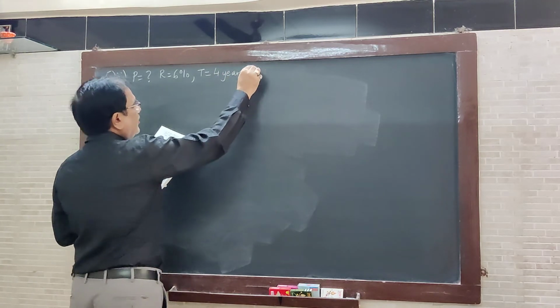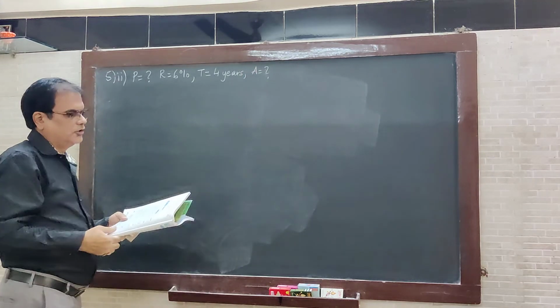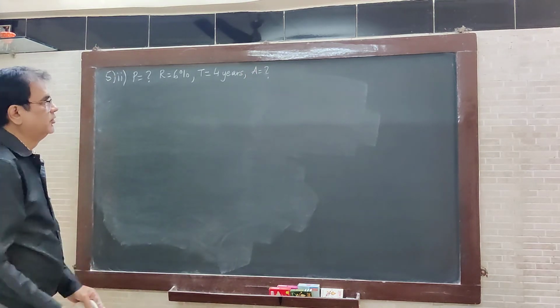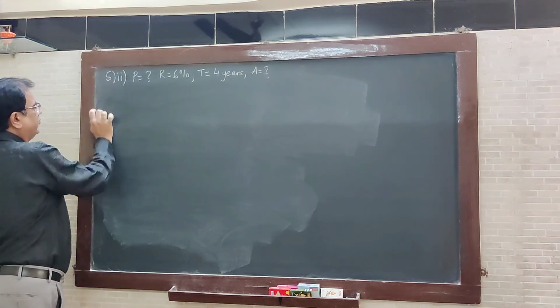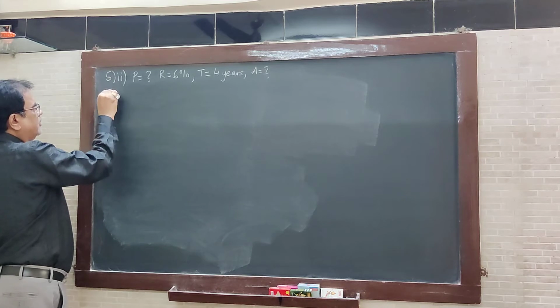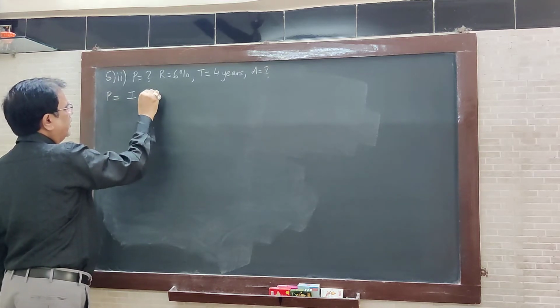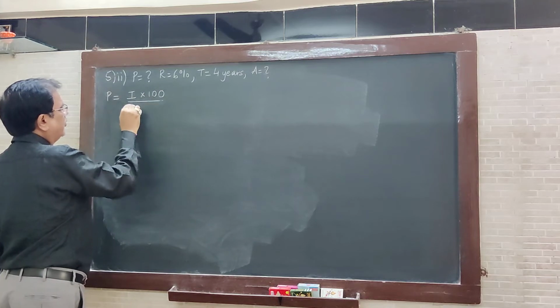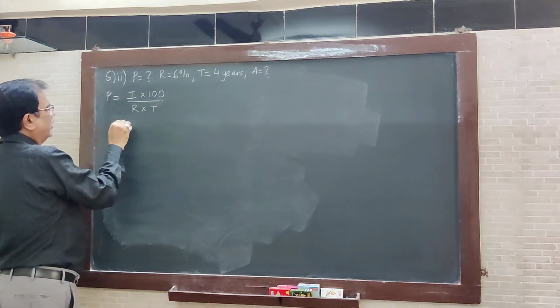And even amount is not given. So you have to find out the amount also. Okay. So how to find out principal? What is the formula for principal? I have given you the formula for principal. Principal is equal to I into 100 upon R into T.